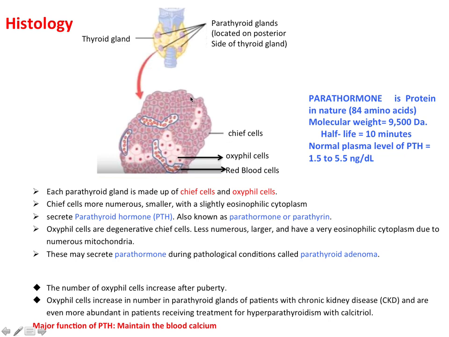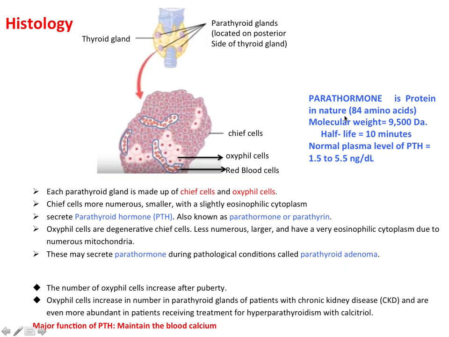So if you will talk about the histology, these parathyroid glands are made up of two main cells, that is chief cells and oxyphil cells. The chief cells are the tiny cells which are more in number, and they produce basically the parathormone or PTH hormone. On the other hand, oxyphil cells, which are larger in size and less in number, can also secrete parathormone or PTH during a pathological condition called parathyroid adenoma.